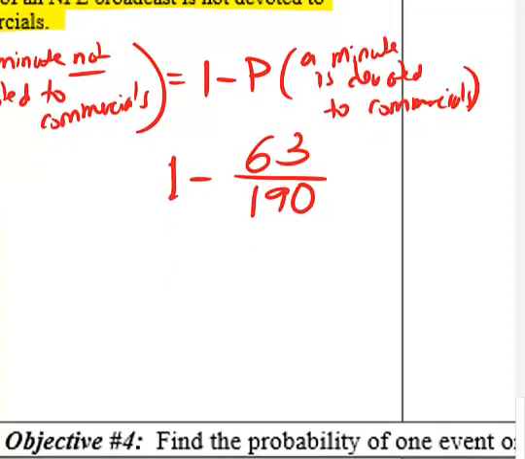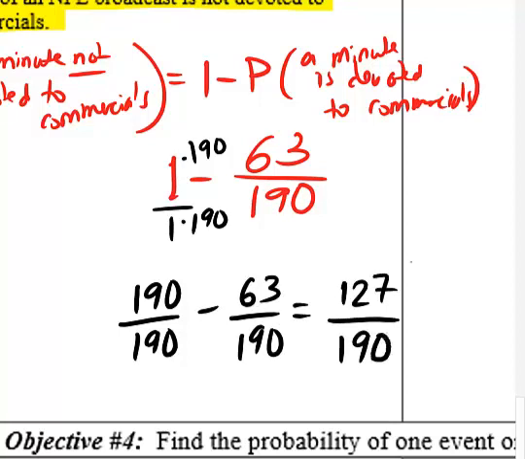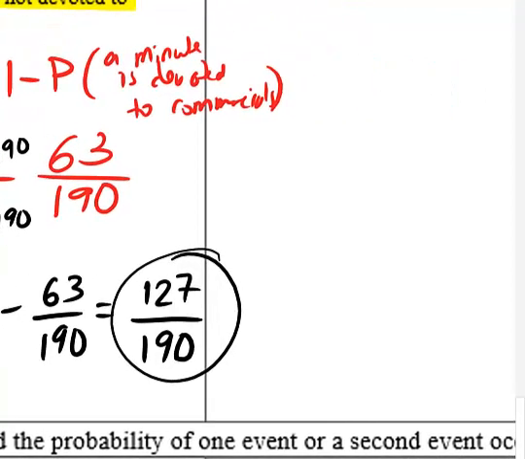But if I want it to be not devoted to commercials, I just take that and subtract it from 1, which would mean I need to get a common denominator. So I'll multiply this guy by 190 over 190. So it's 190 over 190 minus 63 over 190, which would be 127 over 190. And I think that's about it. Yeah, I don't think that reduces. So that'd be it.